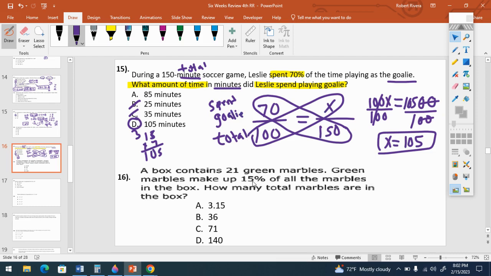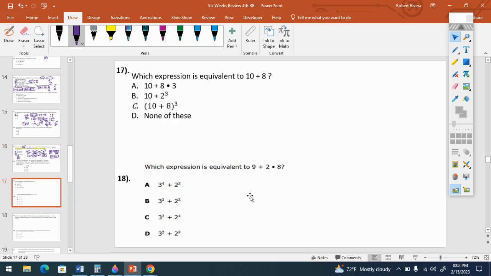Anyway, the way I did number 15, you're going to do number 16. Again, I'm giving you the percent. Read carefully. If the box contains that, that means that's the total of marbles, but they're green, so be careful because they do want the total of the marbles. Just read, guys.